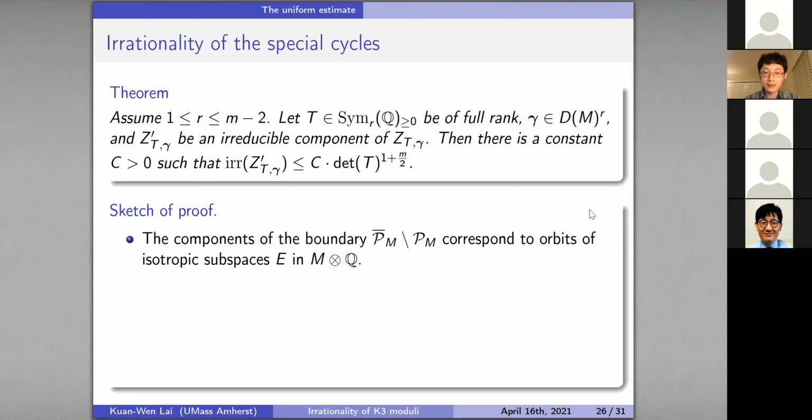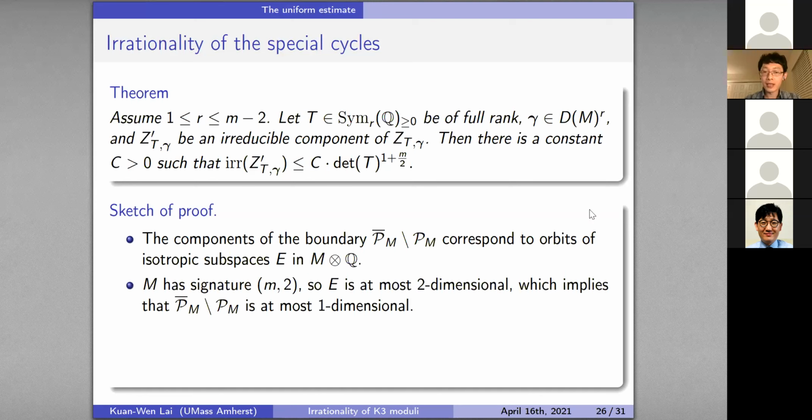Okay, so here's a sketch of the proof. This follows basically from some deeper observations about the Baily-Borel compactification. The boundary components in this Baily-Borel compactification correspond to orbits of the isotropic subspaces E in this lattice M tensor Q, where the orbit is under the monodromy group.